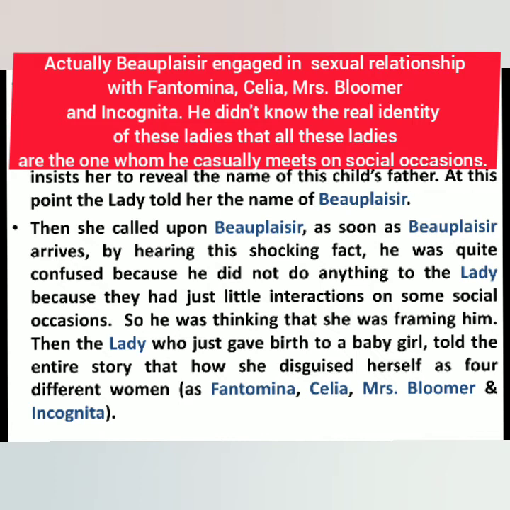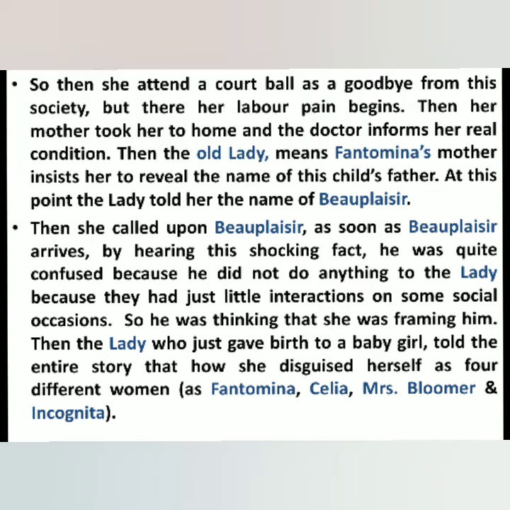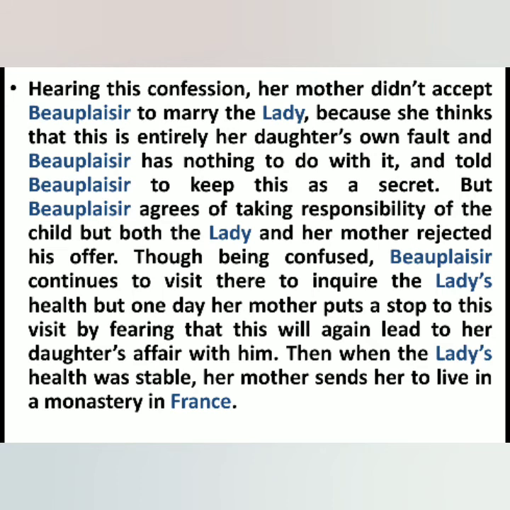Then the lady, who just gave birth to a baby girl, told the entire story, that how she disguised herself as 4 different women and befooled Beauplaisir. So by hearing this shocking confession, her mother didn't accept Beauplaisir to marry the lady, because she thinks that this is entirely her daughter's own fault and Beauplaisir has nothing to do with it. And her mother, the lady's mother, told Beauplaisir to keep this as a secret.